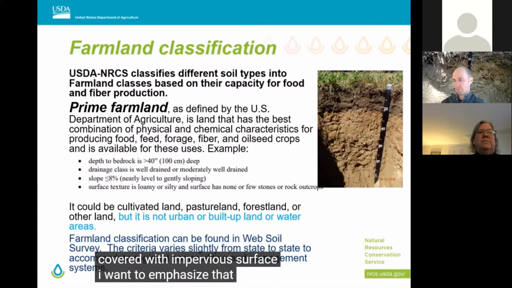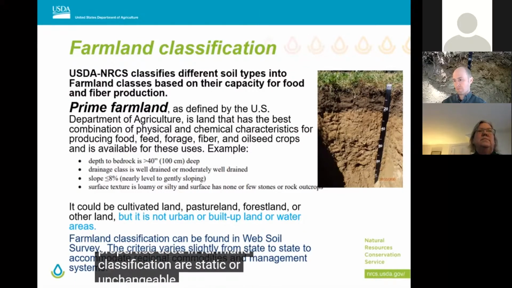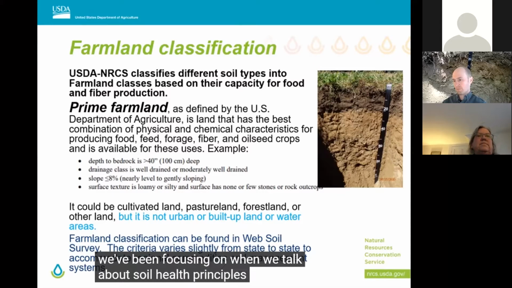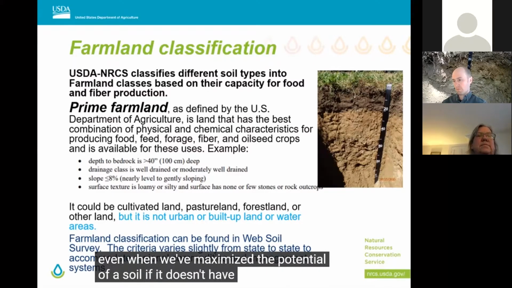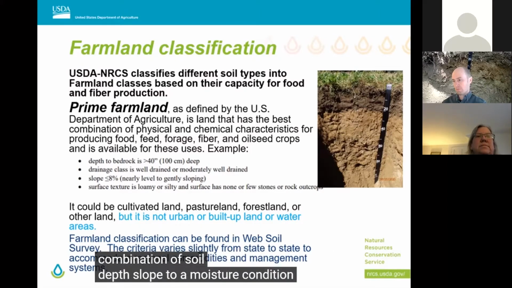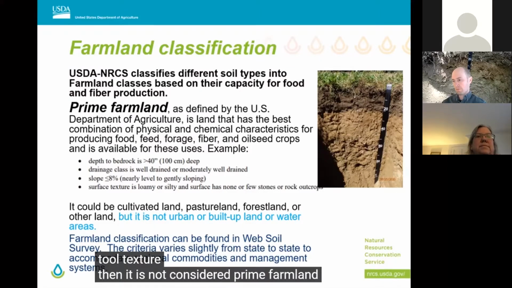I want to emphasize that these soil properties used in farmland classification are static or unchangeable soil properties, not the dynamic soil properties that we've been focusing on when we talk about soil health principles. Even when we've maximized the potential of a soil, if it doesn't have the ideal combination of soil depth, slope, soil moisture condition, and soil texture, then it is not considered prime farmland.